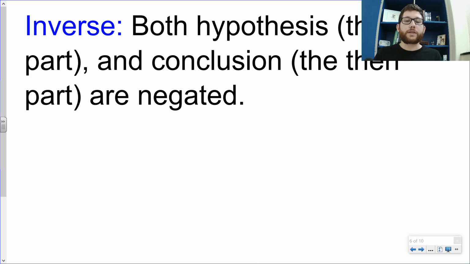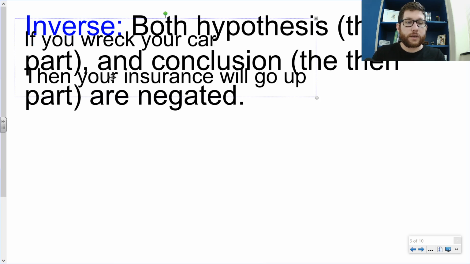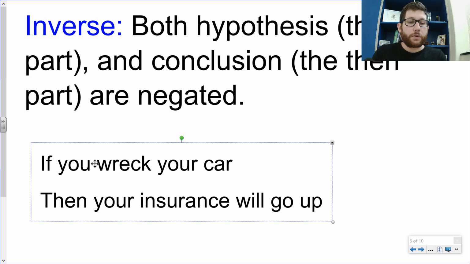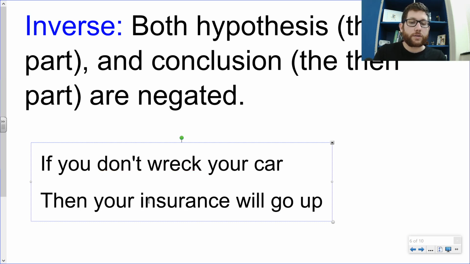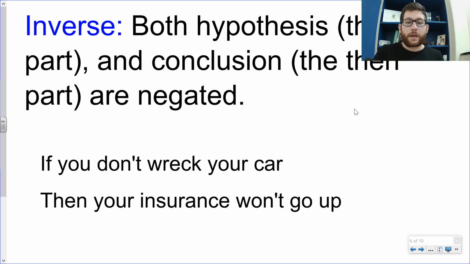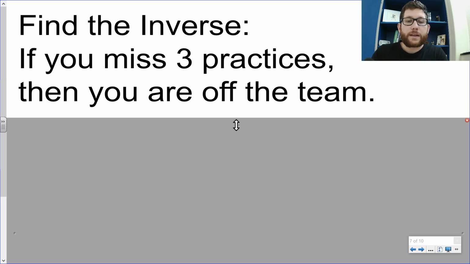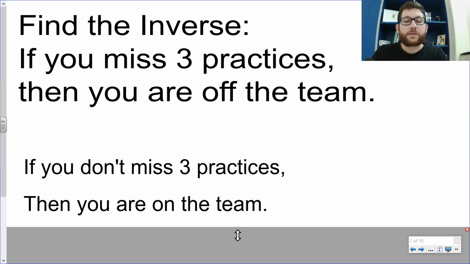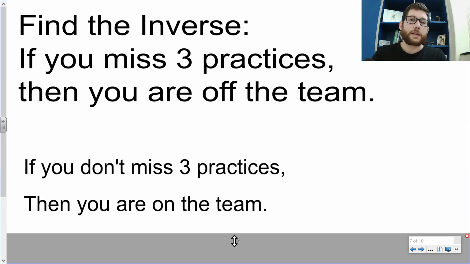With inverse, we want to negate the hypothesis and the conclusion. So again, let me show you an example here. If you don't wreck your car, then your insurance won't go up. We've negated the hypothesis and conclusion. We haven't switched them, we've just taken the opposite. Negate means to take the opposite. So I'll go one more example here. If you miss three practices, then you're off the team. If you don't miss three practices, then you're not off the team. Notice how we've negated it.